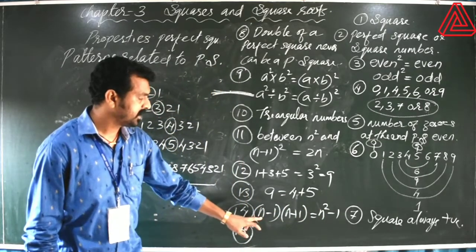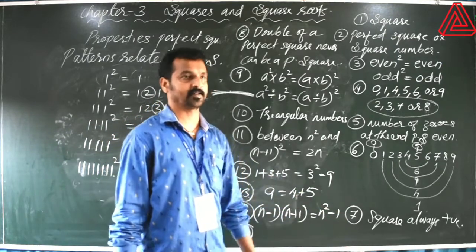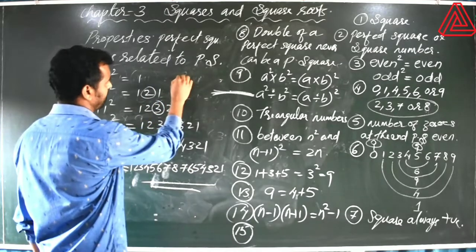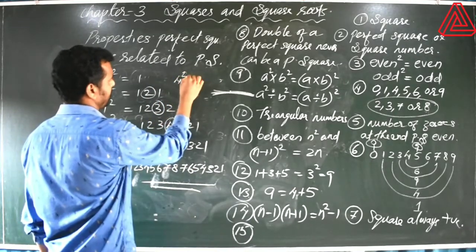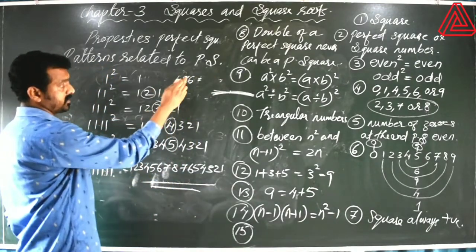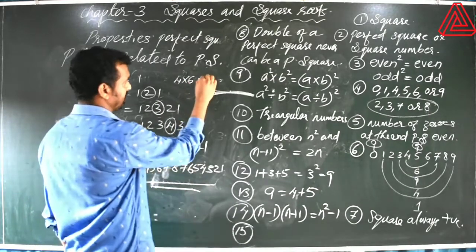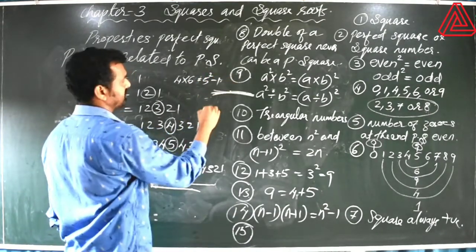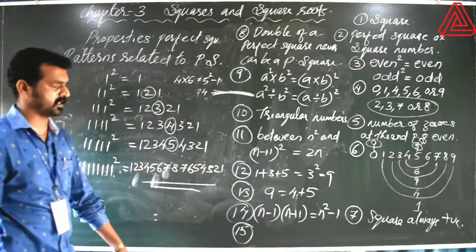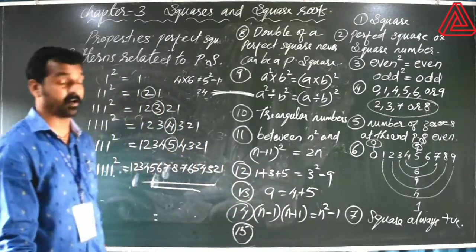The next one is n minus 1 into n plus 1 is equal to n square minus 1. That is the product of two consecutive even numbers or odd numbers. 4 into 6, we will get the answer n square minus 1, that is 5 square minus 1. 5 square 25 minus 1, 24. 6 fours are 24. That is the formula: n minus 1 into n plus 1 is equal to n square minus 1.